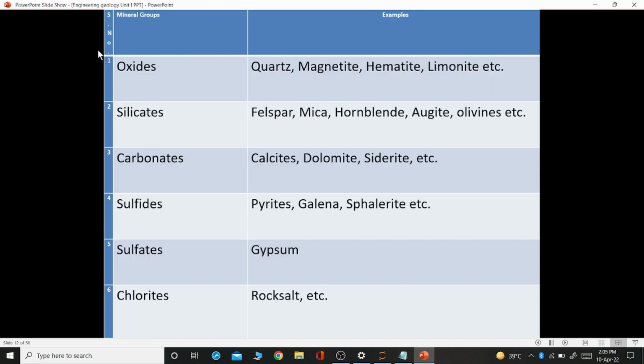So these are our mineral groups, and these are examples: oxides, mainly quartz, magnetite, hematite, limonite, etc. Silicate group: feldspar, mica, hornblende, augite, and olivine. Carbonates: calcite, dolomite, siderite, etc. Sulfides: pyrite, galena, sphalerite, etc. Sulfates: gypsum, and chlorides: rock salt, etc.